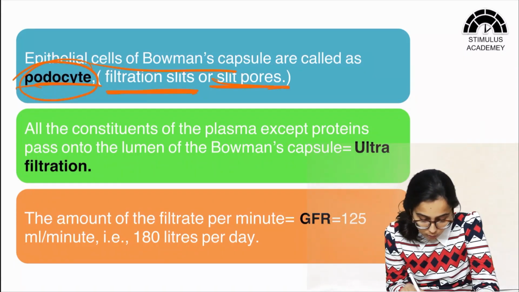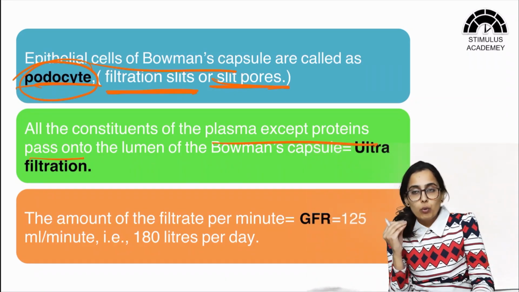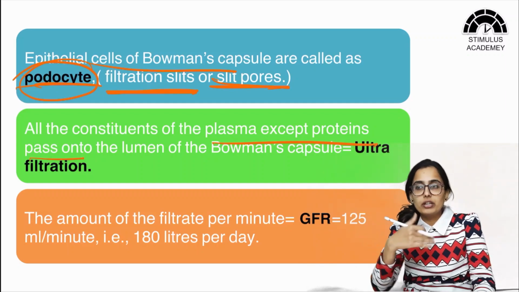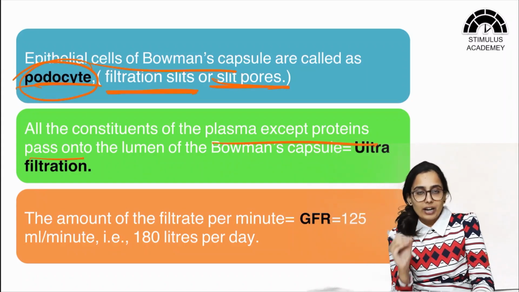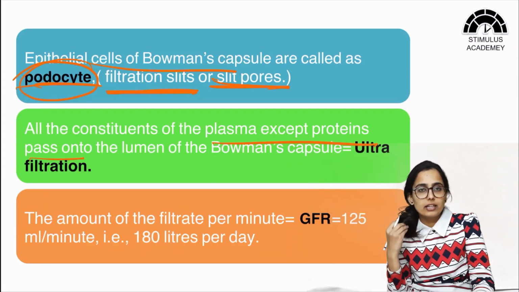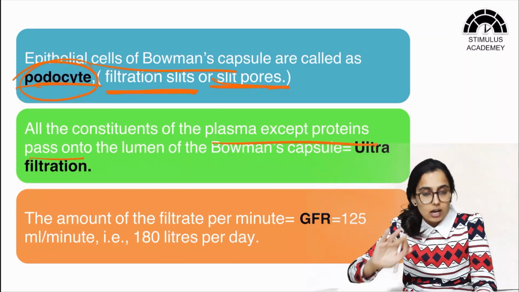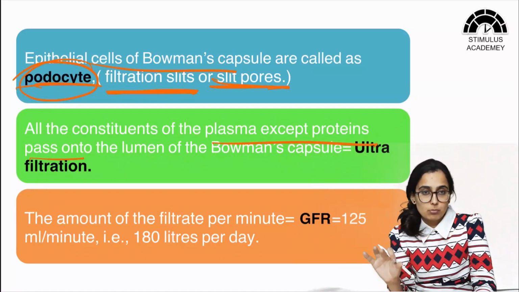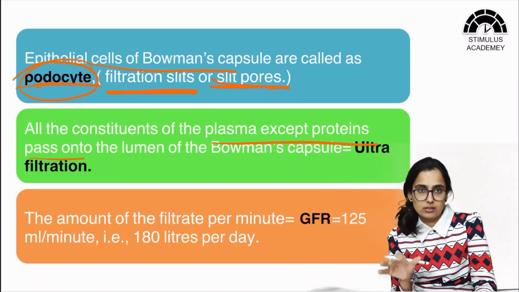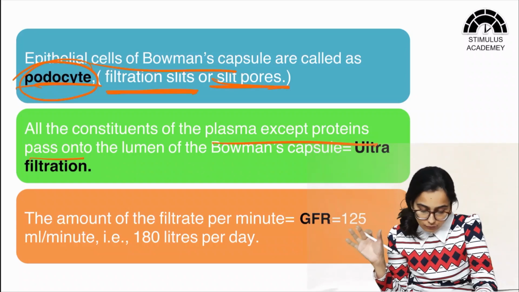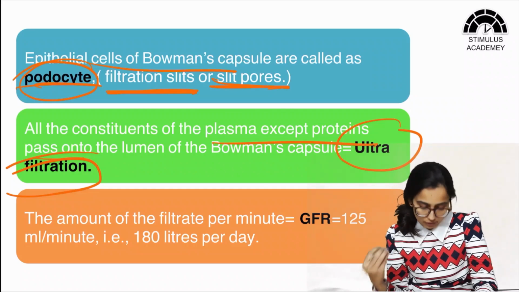Now all the constituents of the plasma except the proteins pass into the lumen. You must be wondering what the different constituents of the blood are that are filtered and what remain. In the filtrate we can find that there are no RBCs or WBCs present. Also all the proteins are filtered out. So we can say that in the filtrate we have everything except proteins. Plasma minus proteins gives such a filtrate. And because this is a very specialized type of filtration, it is known as ultrafiltration.